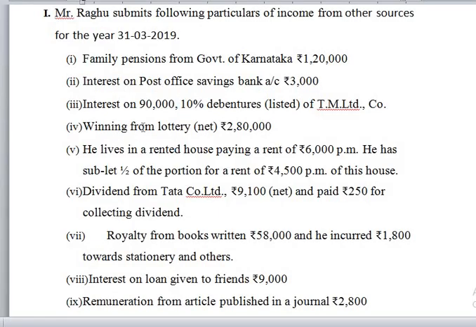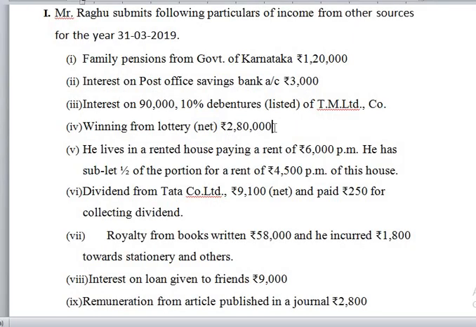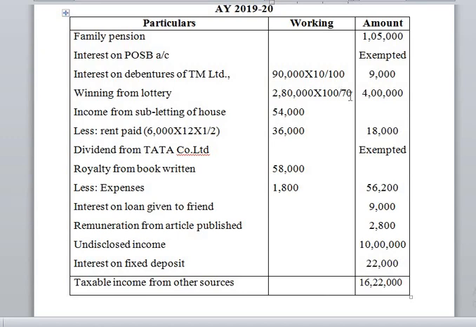Next, winnings from lottery, net rupees 2,80,000. It is a kind of casual income. They have given the net amount, so we need to gross it up. For casual incomes, the TDS rate for grossing up is 30%. So grossing up will be 2,80,000 into 100 divided by 100 minus 30, that is 70. 4 lakhs is the total amount of lottery winnings.